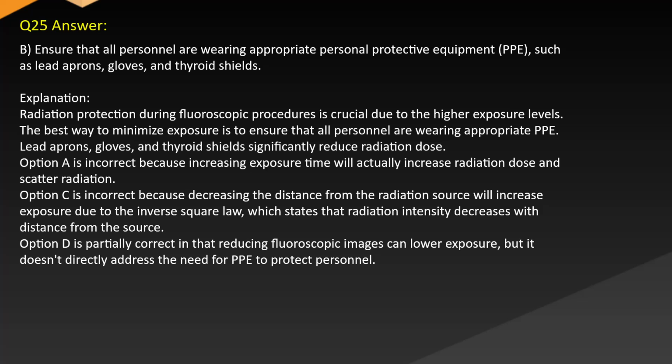Option A is incorrect because increasing exposure time will actually increase radiation dose and scatter radiation. Option C is incorrect because decreasing the distance from the radiation source will increase exposure due to the inverse square law, which states that radiation intensity decreases with distance from the source. Option D is partially correct in that reducing fluoroscopic images can lower exposure, but it doesn't directly address the need for PPE to protect personnel.